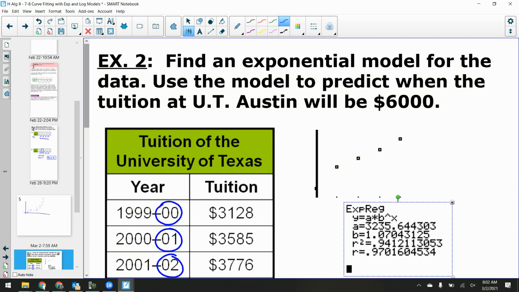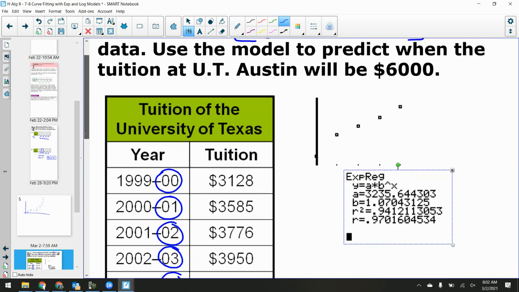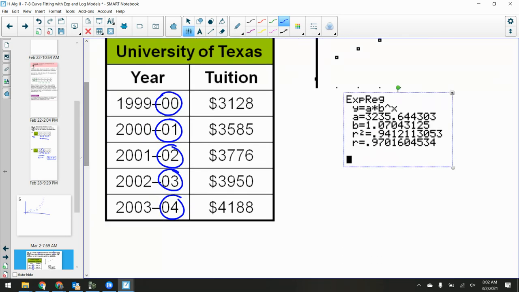How did we know that it was going to be an exponential regression? How did we know to use an exponential regression? The wording of the problem. Quite simply, the wording of the problem. So here's my equation. Y is equal to, or f of x is equal to 3235.64 times 1.07 to the x.